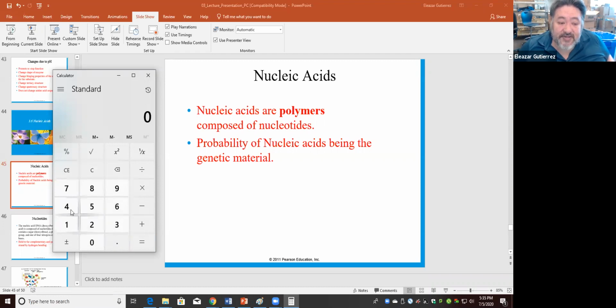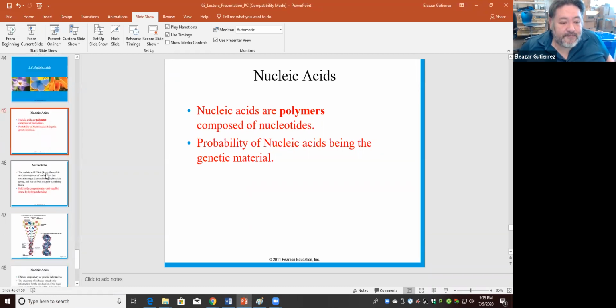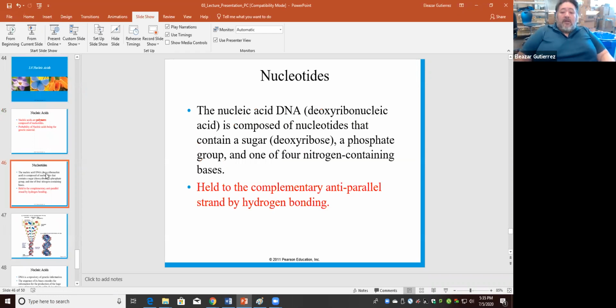So the correct answer ended up being 4 nucleotides in the first position times 4 nucleotides in the second position times 4 nucleotides in the third position for a total of 64 words, 3 letters long. Okay? So this is important for you to know.